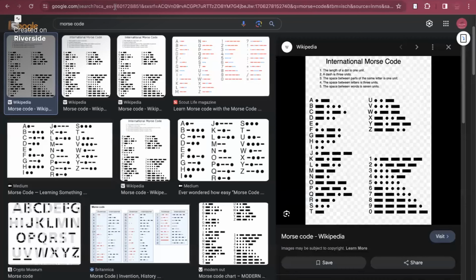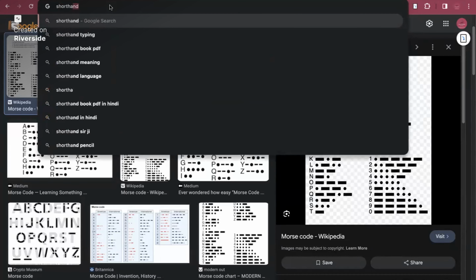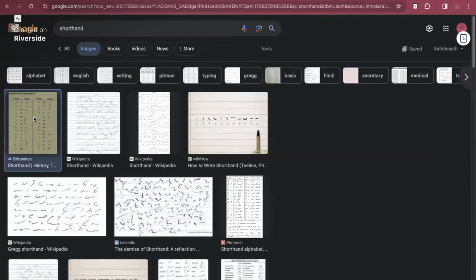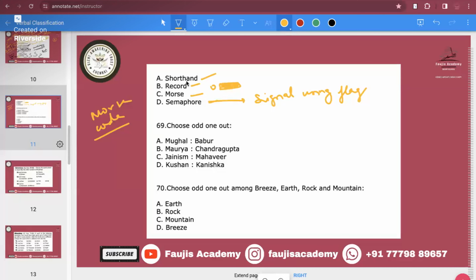And what is shorthand? Let us understand what is shorthand. You must have heard of shorthand. Over here also, we use so many symbols to represent things, right? In shorthand also. So which one do you think is your answer? A, C, or D, or B? Which one, guys? Option B, record, will be your answer.